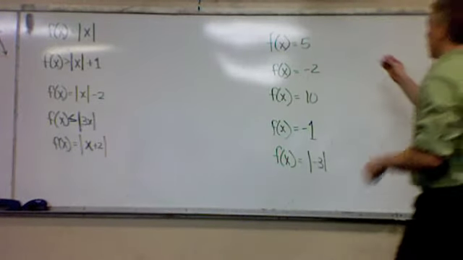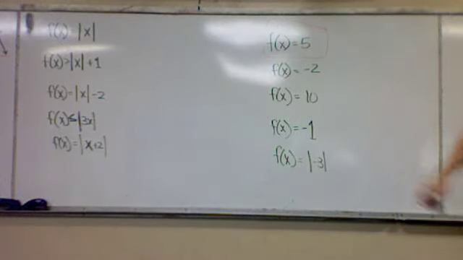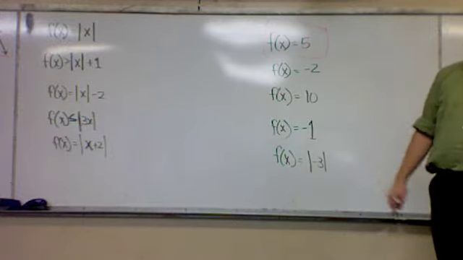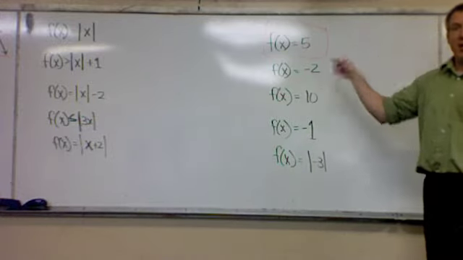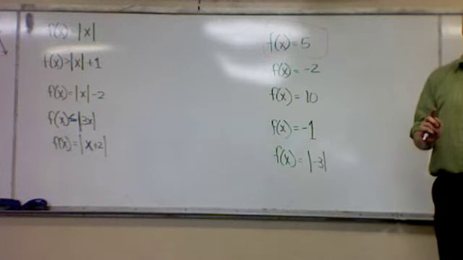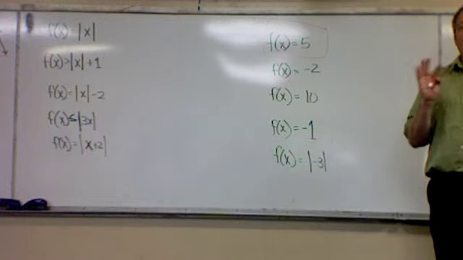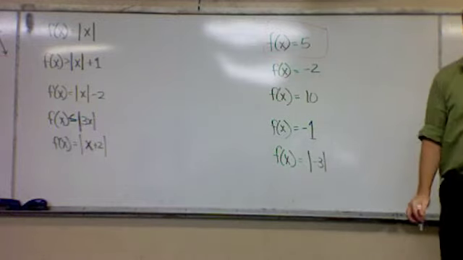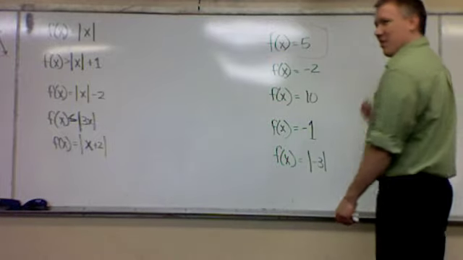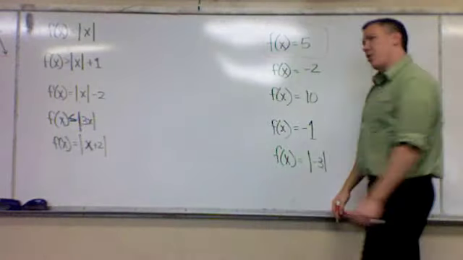Here's one example. f of x equals, what does it say? 5. f of x equals 5 is an example of a constant function because what does the function always equal? 5. Does it ever equal a number other than 5 according to this? No. So it's constant. It continually and forever equals 5. You like how I said that? Forever.